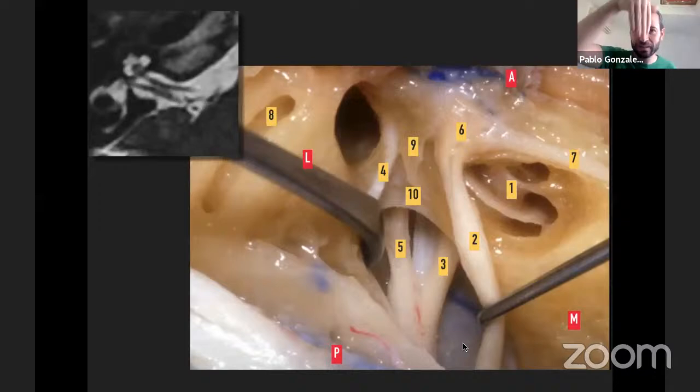This is an anterolateral superior view from the middle fossa. And we opened the internal, this is a Rhoton slide, the internal auditory meatus from above and lateral. So this is lateral in the left side, this is medial, that's anterior, and that's posterior.